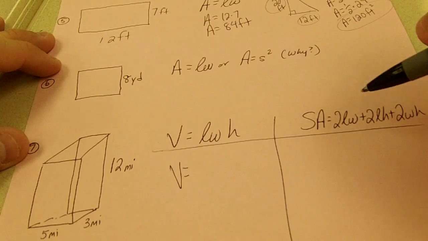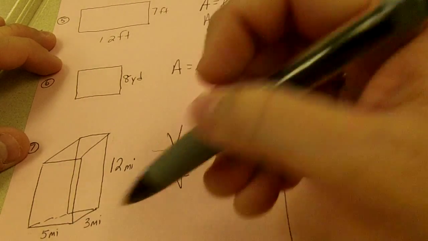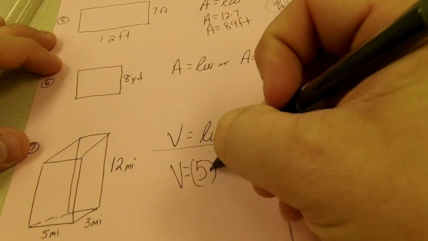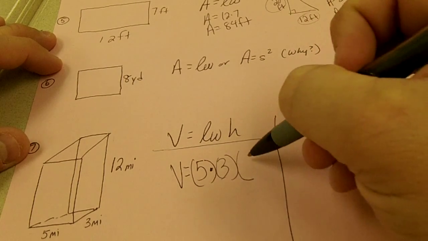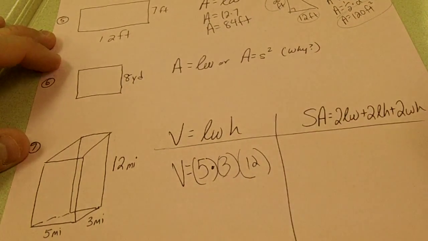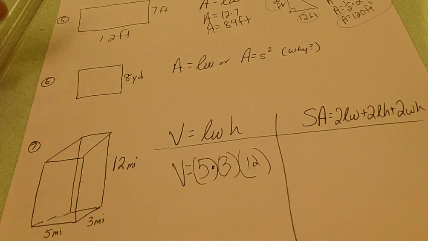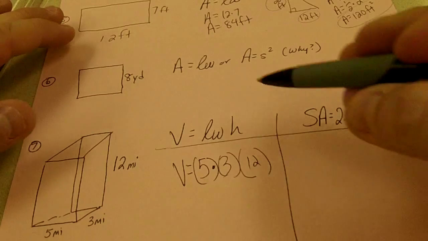So I'm going to write volume equals, and I'm going to take all my numbers and plug them in. My length, I think I said, was 5. We have a width of 3, and we have a height of 12. Depending on how your rectangular prism is oriented, the values might be named differently, but the numbers are still going to be the same. As long as you have 3 unique measurements for those 3 dimensions, you're okay.